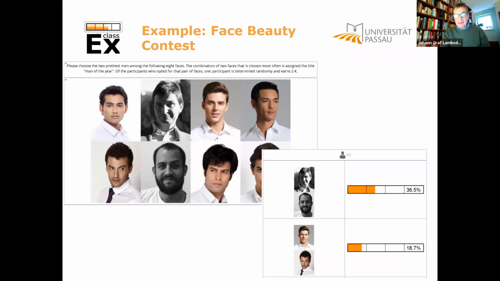So you see me here and Marcus down below. And the task is, please choose the two prettiest men among the following 8 faces. The combination of 2 faces that is chosen most often is assigned the title Man of the Year. Of the participants who opted for that pair of faces, 1 participant is determined randomly and earns €2, whatever. You can insert that as you like.